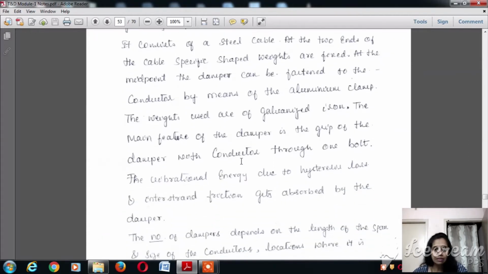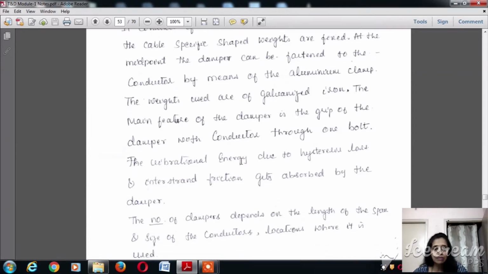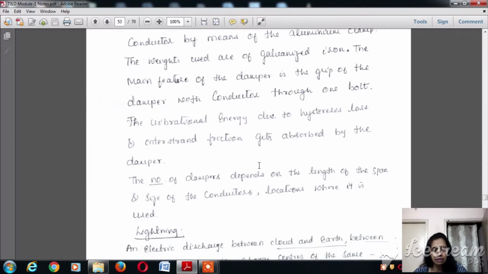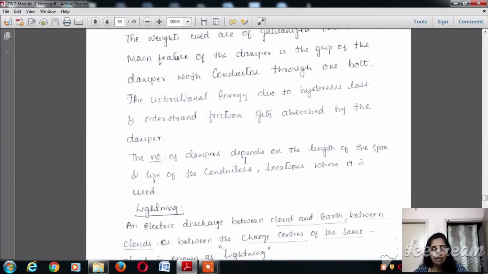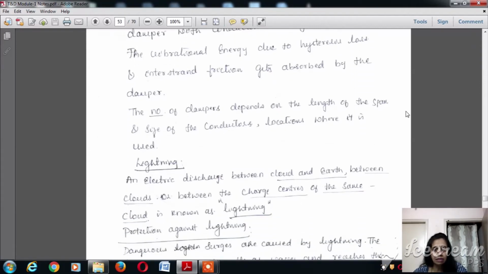It consists of a steel cable. At the two ends of the cable, specifically shaped weights are fixed. At the midpoint, the damper can be fastened to the conductor by means of an aluminum clamp. The weights used are of galvanized iron. The main feature of the damper is its grip on the conductor through one bolt. The vibrational energy is absorbed by the damper through hysteresis loss and interstrand friction, and the number of dampers depends on the length of the span, the size of the conductors, and the locations where they are used.